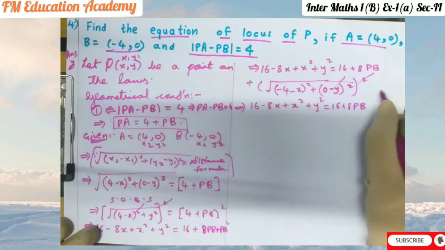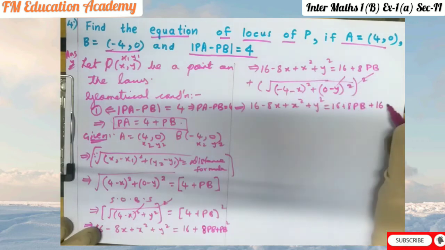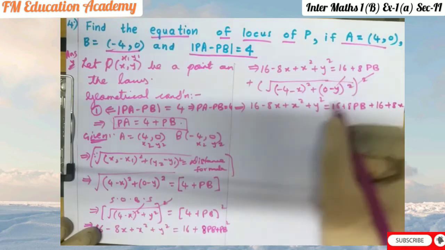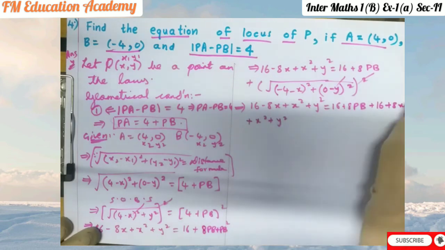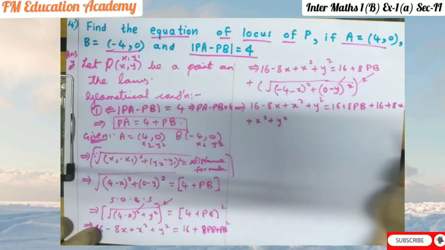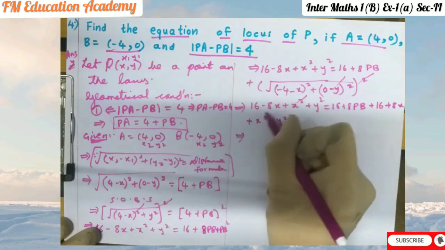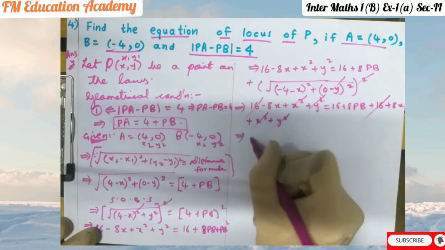a square means 4 4s are 16, minus 2ab, minus 2 into minus 4 is plus 8x, plus x square plus y square. See, this x square plus y square is of this RHS. Don't get confused, this x square plus y square is not of LHS. So here x square will get cancelled, y square will get cancelled, 16 will get cancelled. Minus 8x is as it is.